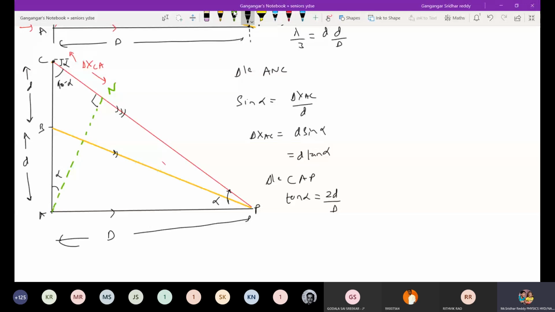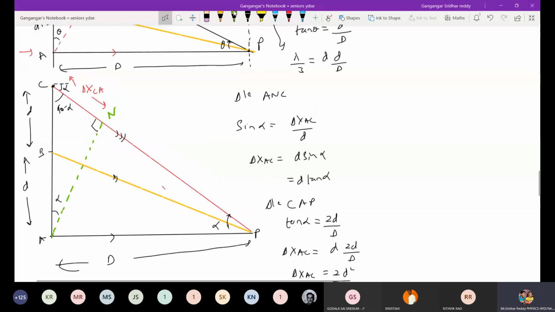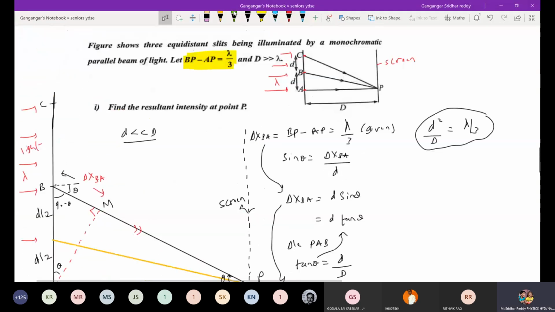Okay, let me substitute this. So delta XAC is equal to d, this will be 2d by D, or 2d square by capital D. So d square by capital D value is what we determined earlier, no? So go back to the earlier value. d square by capital D was lambda by 3. So this is going to help us a lot.